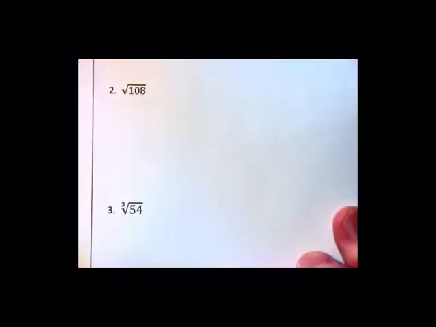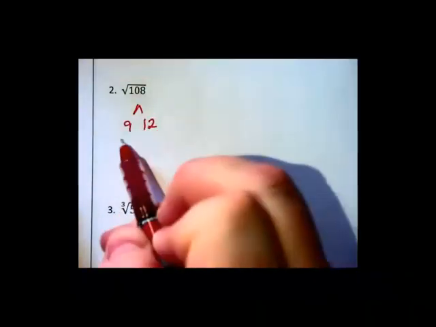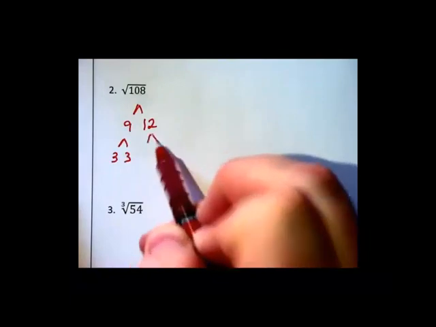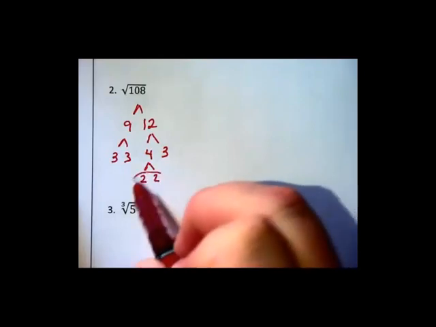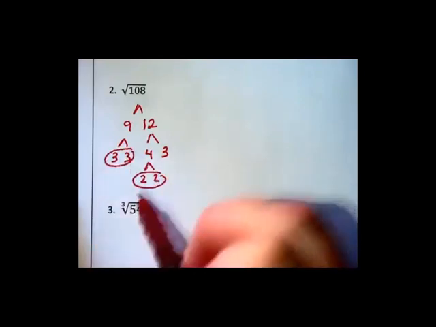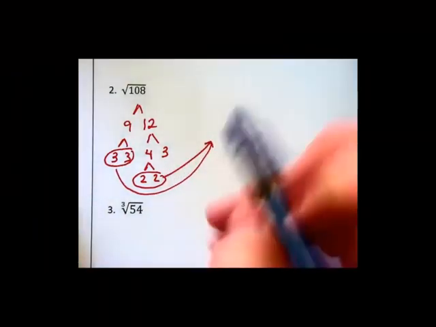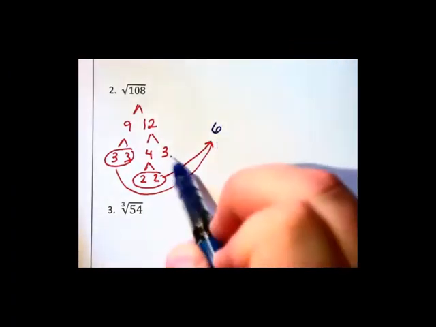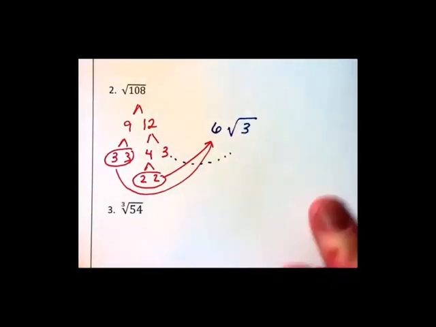Let's move on and square root 108. Think of a multiplication problem that makes 108, and I'm thinking in my head of 9 times 12. 9 breaks down to 3 times 3. 12 breaks down to 4 times 3, and that 4 becomes a pair of 2s. So I've got a pair of 2s and a pair of 3s. They each contribute 1 of themselves, so we have a 3 and a 2 coming out, multiplying together to make a 6, and then we've got a 3 left over which stays inside the radical, and we have 6 root 3 as the answer, or simplified form.